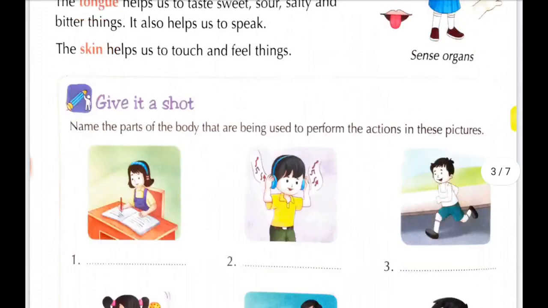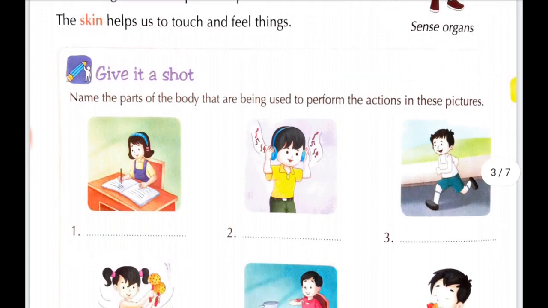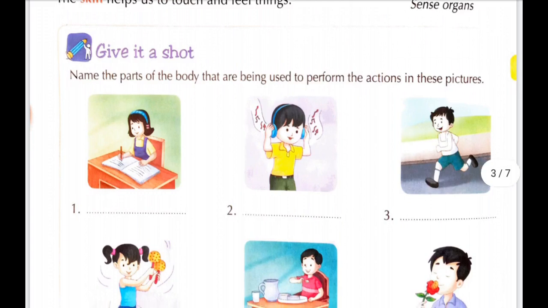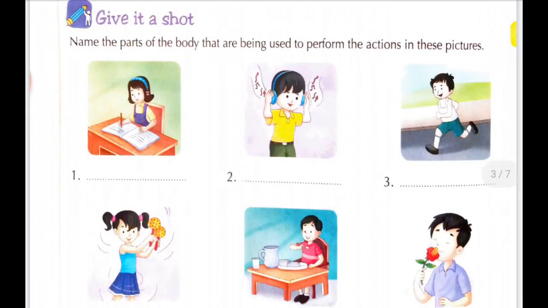Give it a shot. Name the parts of the body that are being used to perform the actions in these pictures. So here you have to mention the parts of the body that are being used to perform the action in these pictures. Now look at the first picture. The girl is writing. The girl used her hand to write. So in the first blank, you have to write hands.